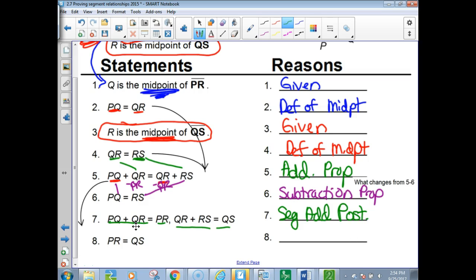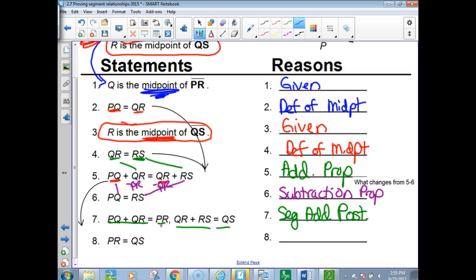That is not the addition property, okay? This is very different. The addition property added an equal amount to both sides. The segment addition postulate says you're adding two segments to get a third segment. Add two segments to get a third segment. And those were two separate statements that did that.